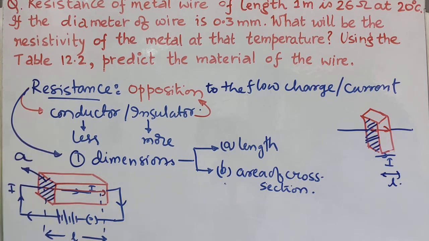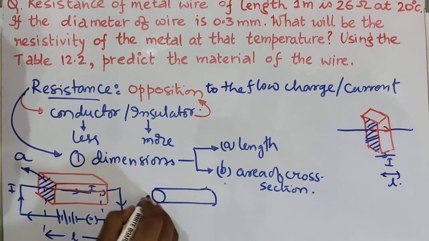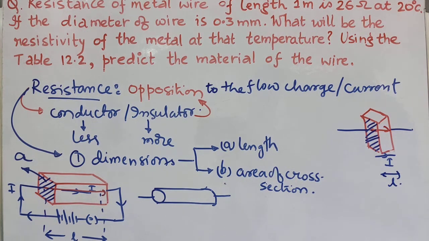The area through which the current passes through a conductor, we'll call it area of cross section. If it is cylindrical and I have kept it like this in the circuit, what is the area of cross section here?